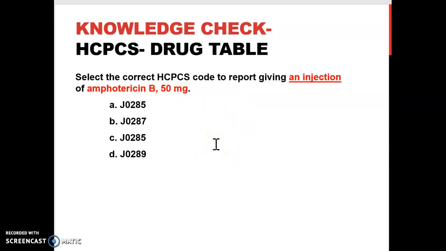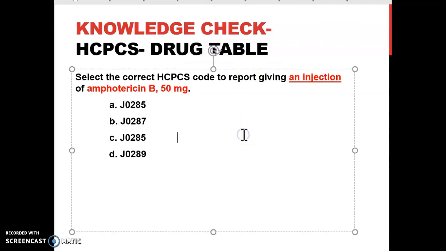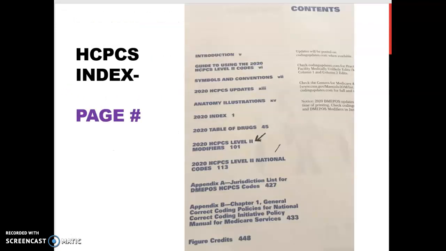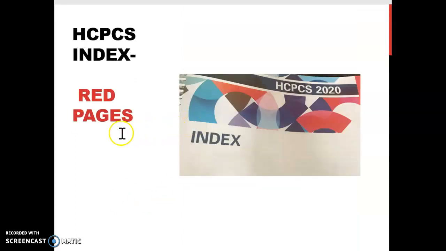This is another very commonly coded scenario you will find in your CPC exam to show that you know how to use the drug table in your HCPCS manual. So we go to the content page because we need to find where the index is, okay? You can see that the index for drugs is on page 45, called Table of Drugs. If you're just looking for index to find any other code, you will go to index only right here. But for Table of Drugs, we want to go to the Table of Drugs. So following the red pages in the index in case you're finding something else.